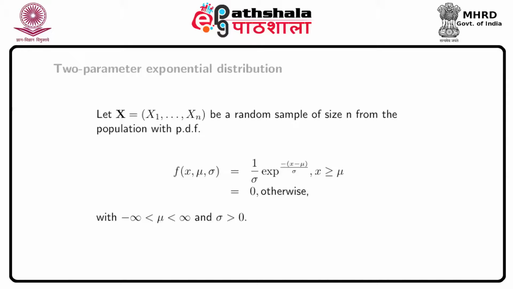Next, we shall consider the two parameter exponential distribution. Let x be a vector-valued random variable with x1, x2, ..., xn as elements, where x1, x2, ..., xn are IID according to f(x, mu, sigma) equal to 1 by sigma times e to the power minus (x - mu) by sigma, with x greater than or equal to mu, and 0 otherwise, where minus infinity less than mu less than infinity and sigma is greater than 0.